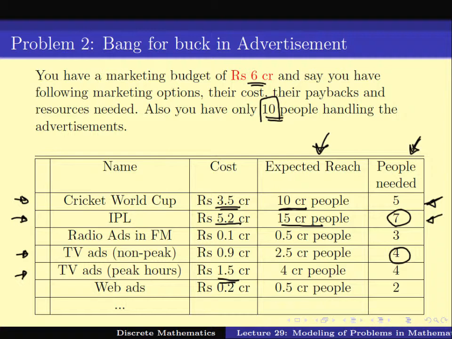So again, this is a typical optimization problem, where you are trying to optimize the profit, or here in this case expected reach, under certain conditions, which here are the upper bound of the budget and the number of people being used.